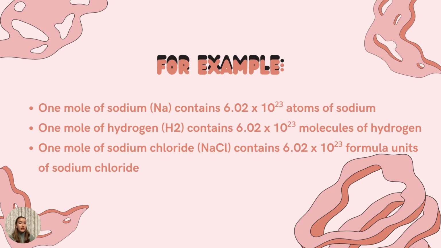So what we see here is that we have 1 mole of sodium, 1 mole of hydrogen, and 1 mole of sodium chloride. And we have atoms for the first one, molecules for the second one, formula units for the third one. However, what we always use in all 3 examples is the Avogadro constant, so 6.022 times 10 to the power of 23. So no matter what particles we take into consideration, whether ions, atoms, molecules, or formula units, 1 mole still uses the same Avogadro constant.